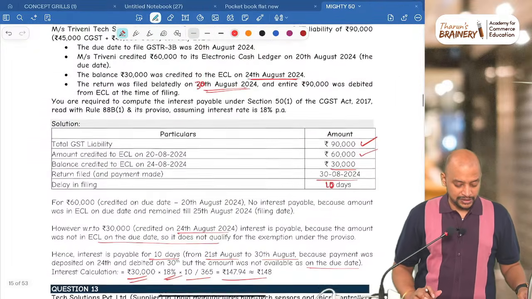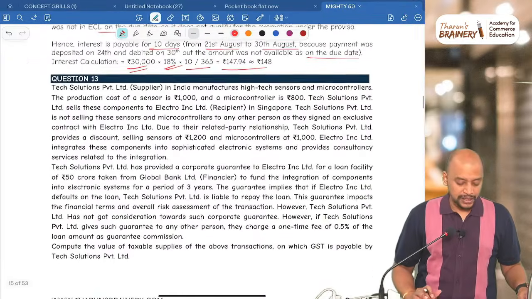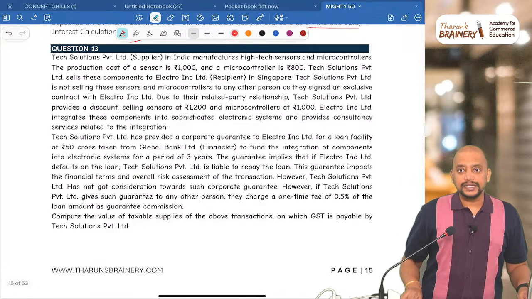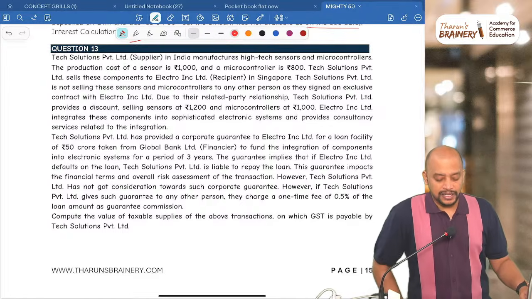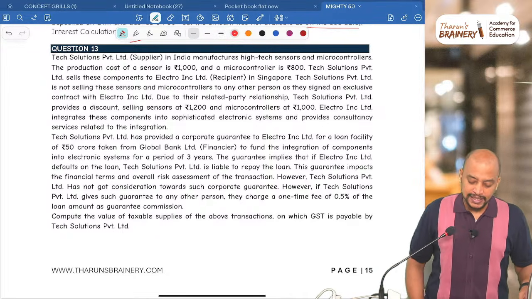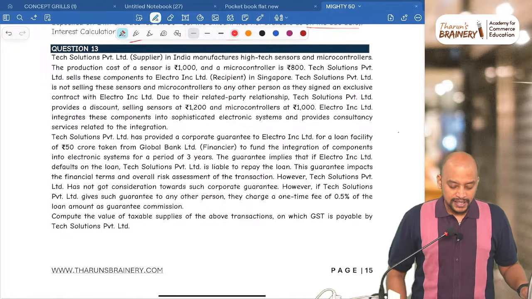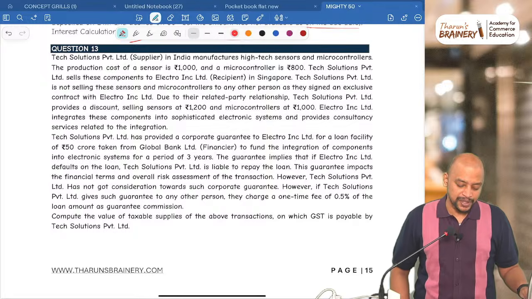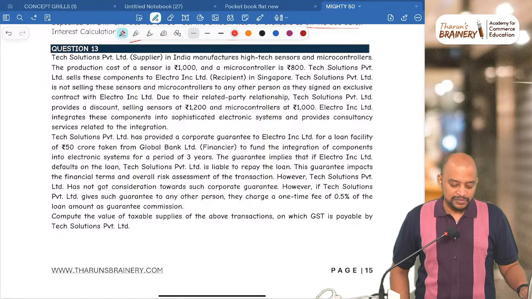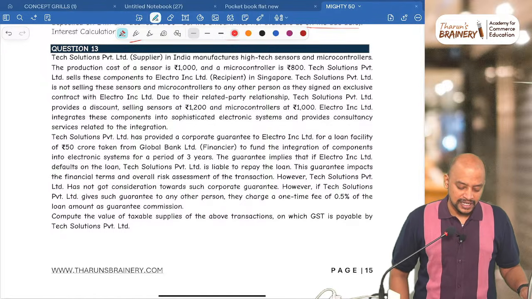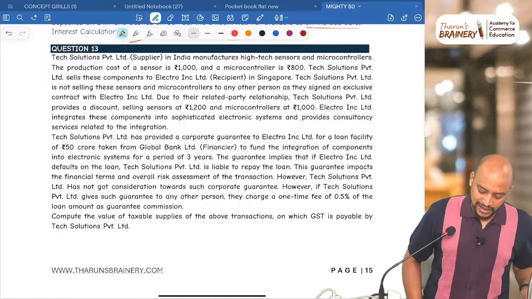Next, question number 13. So this question is related to that interest computation. Look into question number 13. Tech Solutions Private Limited, supplier in India, manufactures high-tech sensors and microcontrollers. The production cost of a sensor is rupees 1000 and a microcontroller is rupees 800. Tech Solutions Private Limited sells these components to Electro Incorporation Limited, recipient in Singapore. Tech Solutions is not selling these sensors and microcontrollers to any other person as they signed an exclusive contract with Electro Incorporation Limited due to their related party relationship.